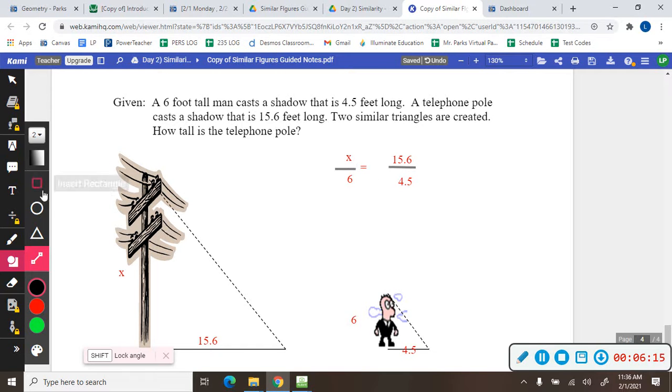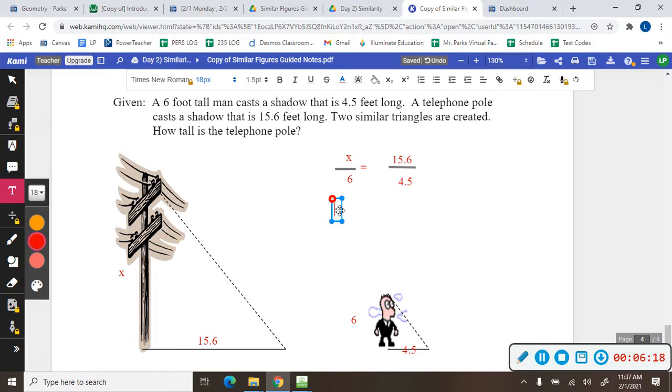Cross multiply, and I'd get 4.5 times x is equal to 6 times 15.6, which is 93.6. Take 93.6 divided by 4.5, and I get 20.8 feet. So how tall is that telephone pole? 20.8 feet. And I have never seen a telephone pole that's only 20 feet tall. I think they're usually much taller than that. So it's a bad example.